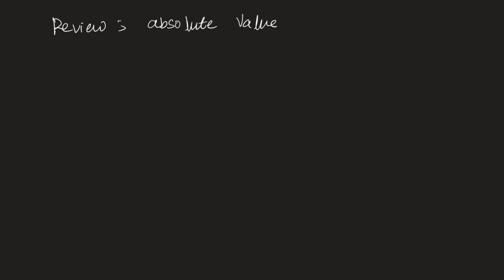Before we talk about radius of convergence, let's review what absolute value means. Let's start with this: what is the absolute value of 2? Here is 0, here is 2. You're talking about the distance from 0. That's going to be 2. That's what absolute value means.